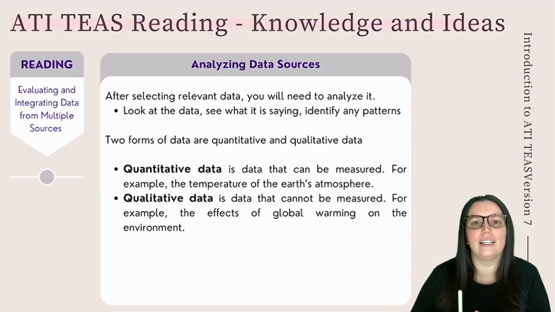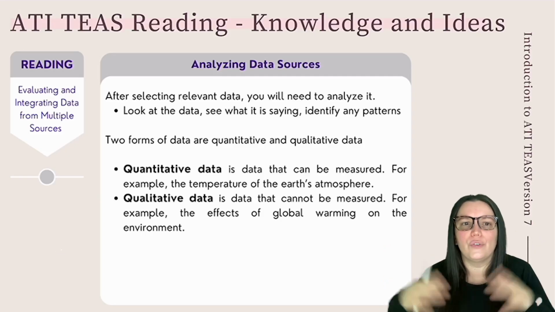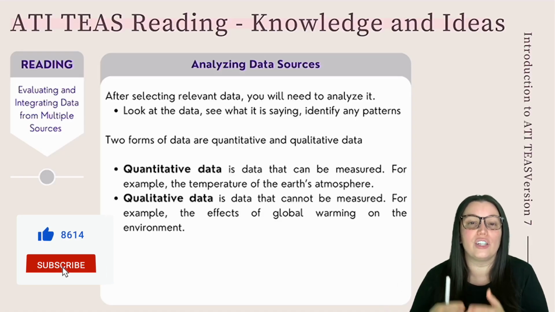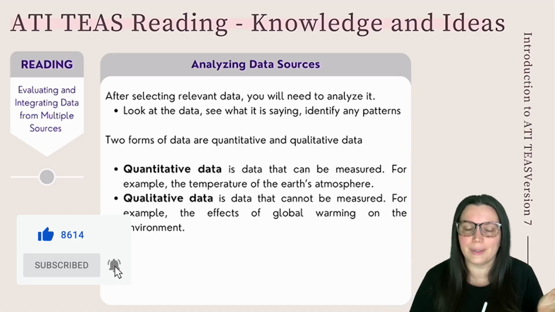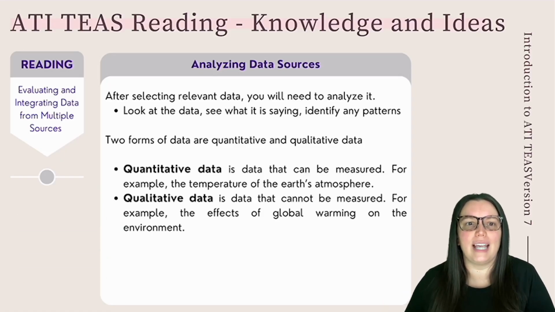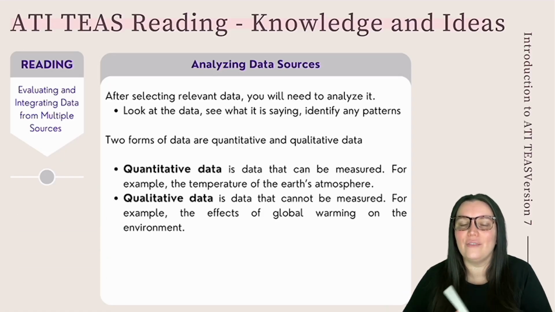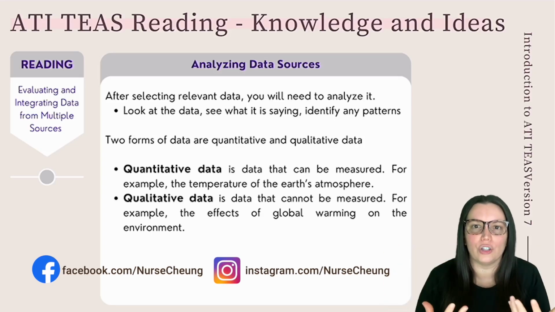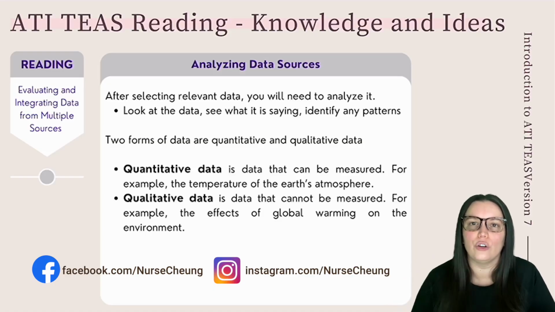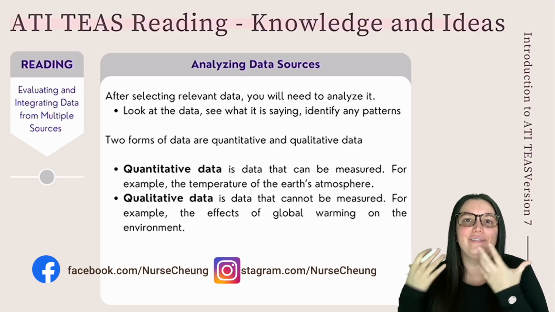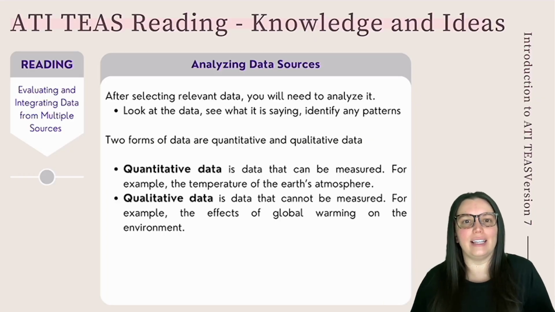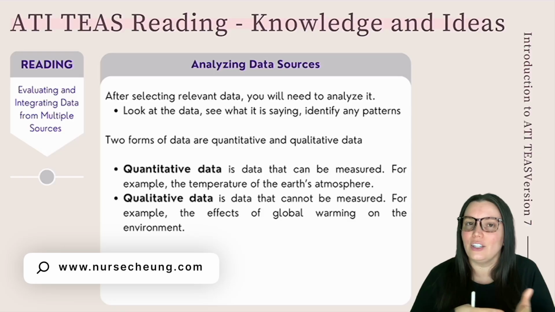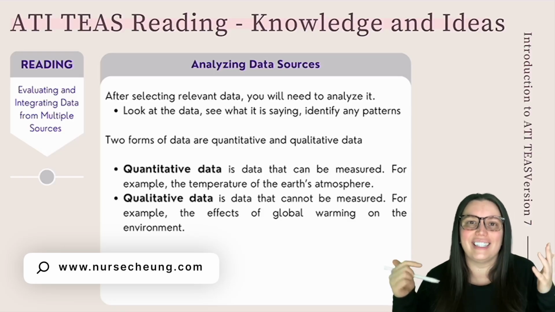You'll also want to take a look at data and see if there's any trends. So for example, again, if you're looking at those effects of global warming, you might notice the effects are getting worse over time. Those are your trends. Two forms of data that you might want to evaluate are quantitative and qualitative data. Quantitative data is data that can be measured. So for example, the temperature of the Earth's atmosphere is quantitative data. Qualitative data is data that cannot be measured. So for example, the effects of global warming on the environment. You can't really measure it, but you know that it's happening.